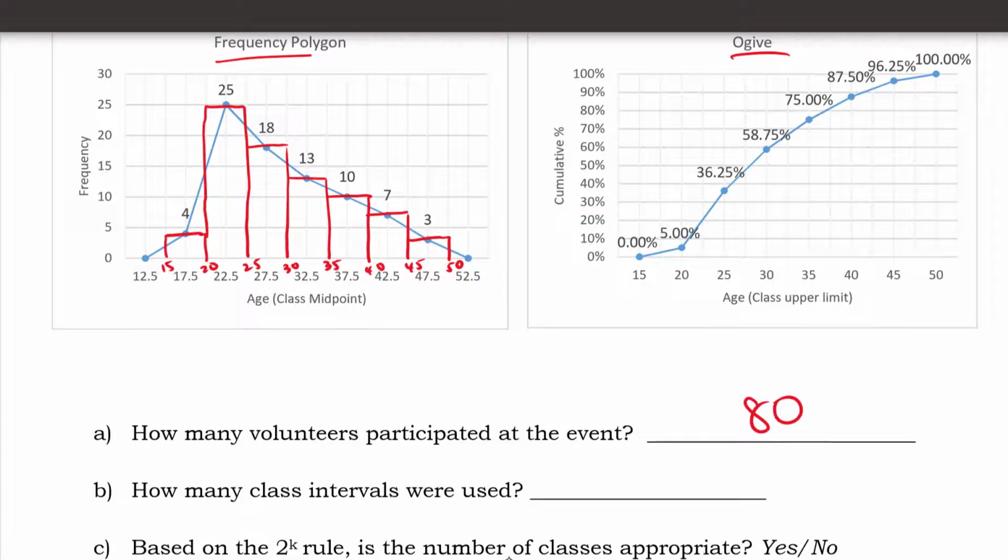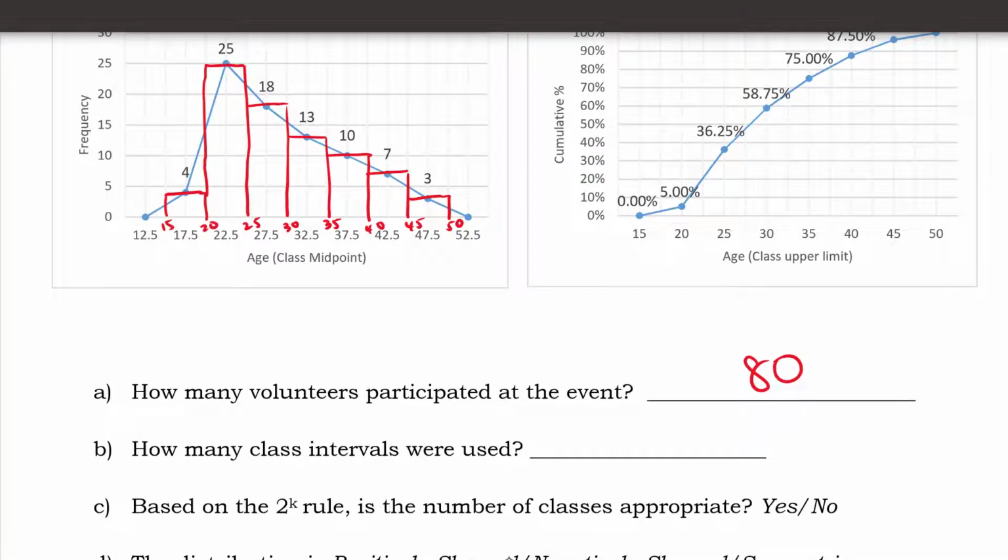The next question says, how many class intervals are used? We just need to count the number of intervals or the number of bars here. And if we count that, we'll see that 7 bars or 7 class intervals were used.